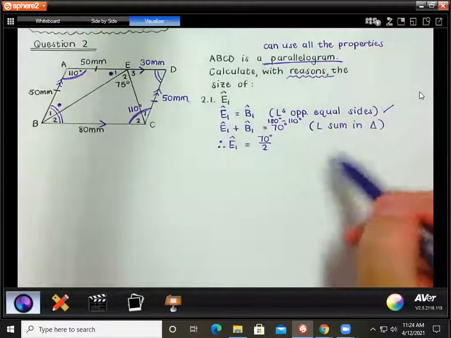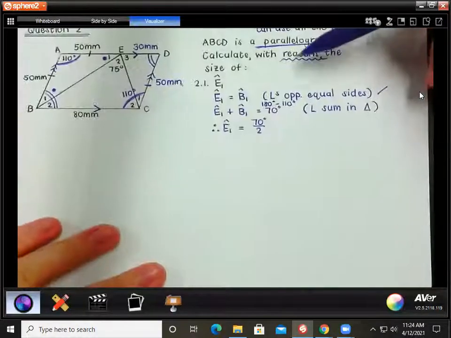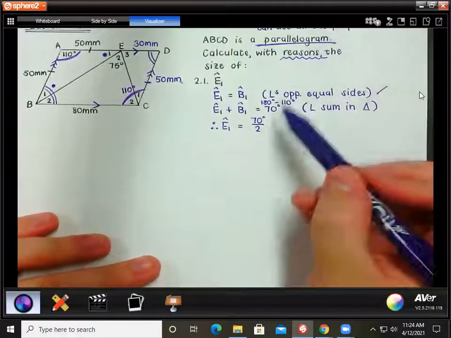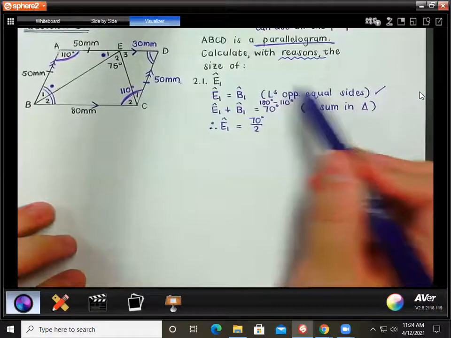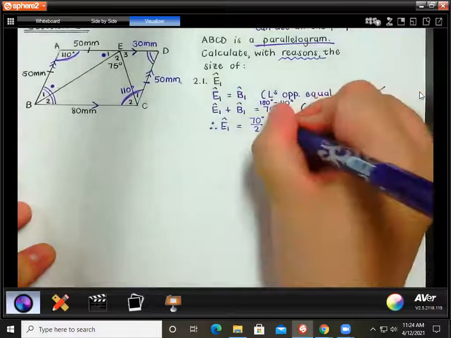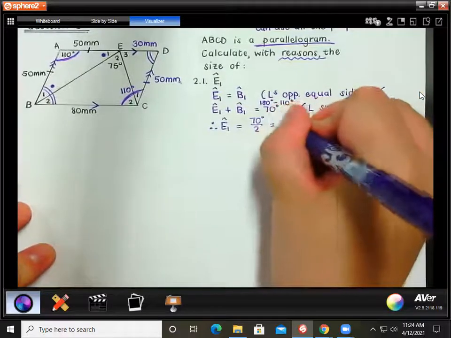And guys, for that, we actually don't need a reason. We've already written the reason down. The reason for this is just we know that they're equal, but we've already written that down there at the top. Okay, and what is 70 divided by 2? 35.